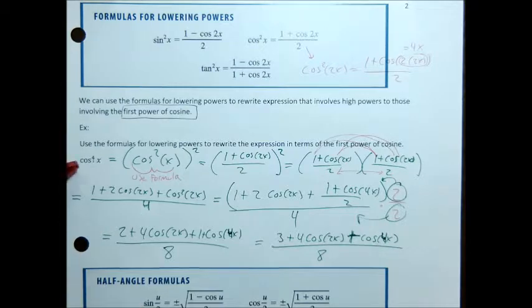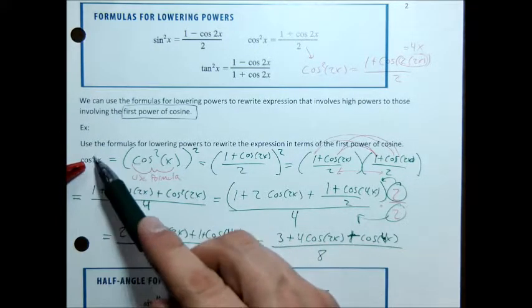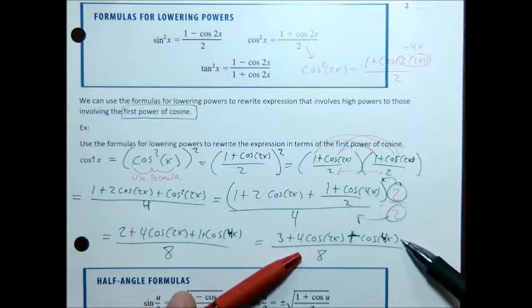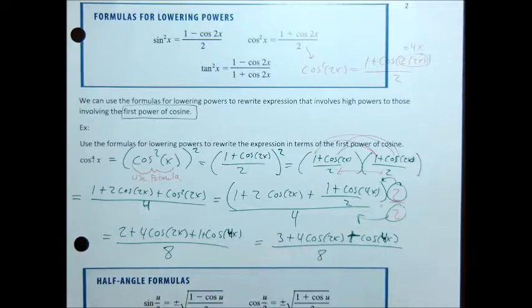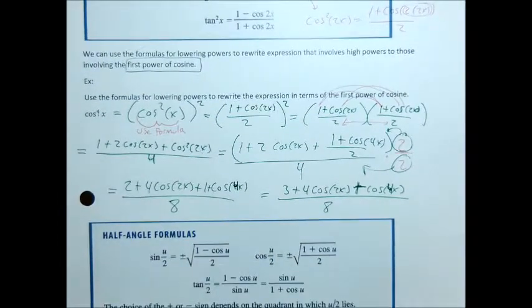And so we started with cosine to the 4th, and we made it into a nasty fraction, unfortunately. But instead of having powers like 4 or squared, we have no powers, which may or may not be useful, particularly depending on what we're trying to do. It's fun.